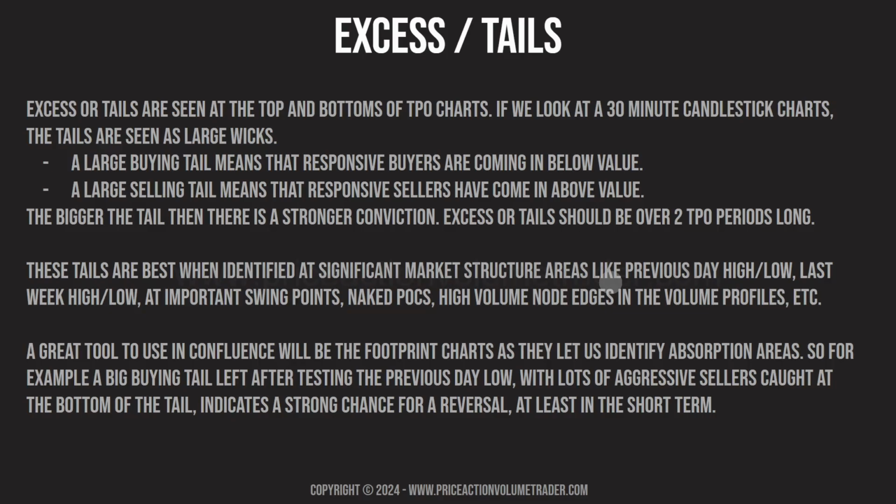A large buying tail means that responsive buyers are coming in below value. A large selling tail means that responsive sellers have come in above value. The bigger the tail, the stronger the conviction. Excess or tails should be over 2 TPO periods long, okay? And this is an important factor to take into account, as we're going to see in the examples coming up.